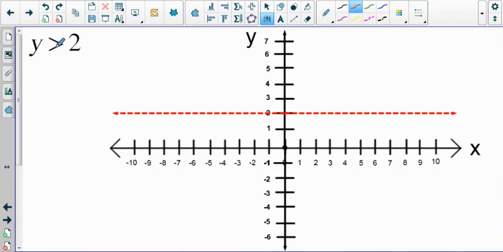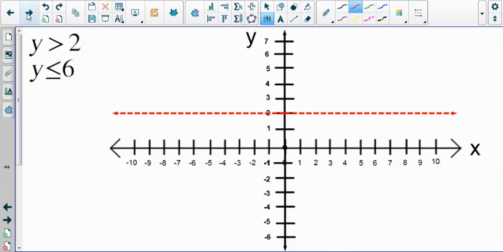Okay, and it says y is greater than 2. Well, where are the y values bigger? The y values aren't bigger left, right. The y values are bigger up, down. So what number's bigger than 2? 3. So all the y values that are bigger are going to be above this red line.